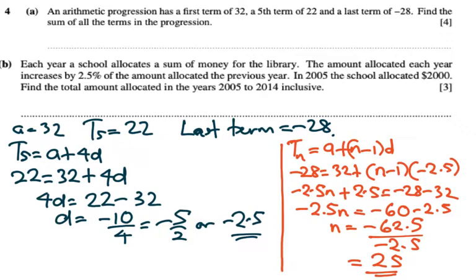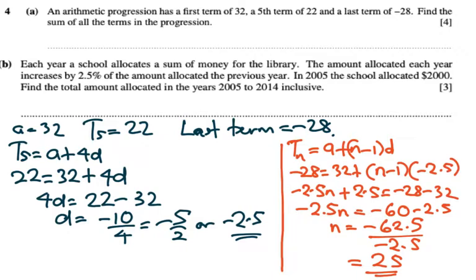Okay, next, each year a school allocates a sum of money for the library. The amount allocated each year increases by 2.5. Again, anything that increases every year is AP or GP depending on the question. The sum increases by 2.5 of the amount allocated in previous years. So in 2005 the school allocated 2000. Find the total amount allocated in the years between 2005 to 2014 inclusive.